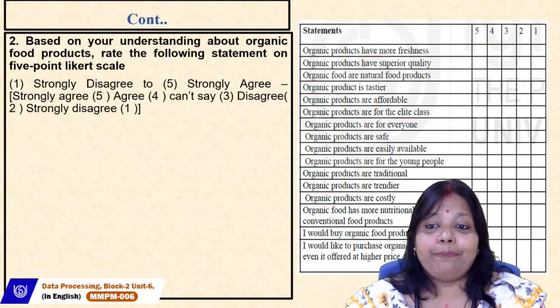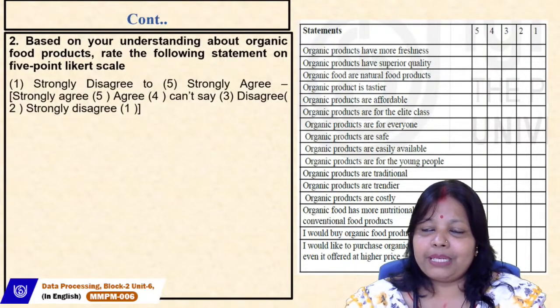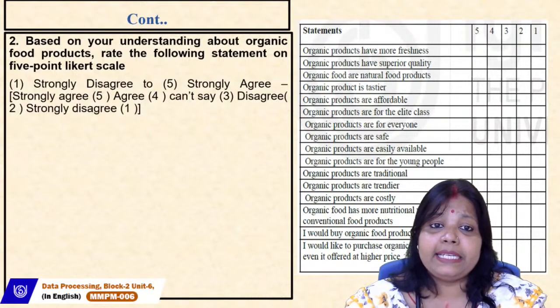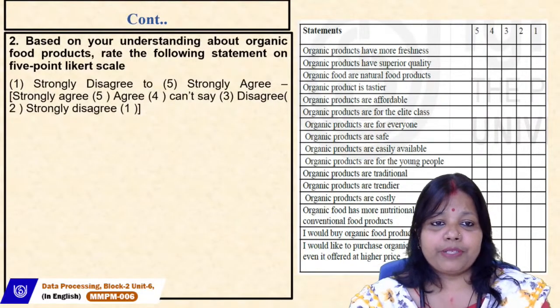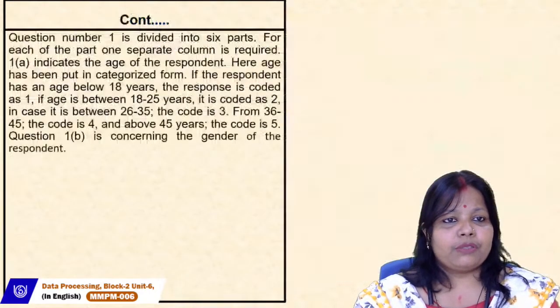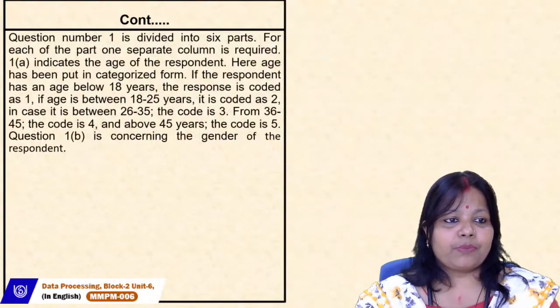So these objectives I placed for the respondent, and I placed the place where the respondent can easily tick, easily write or choose the answer. What is his feeling? So it is called coding of the data. Question 1 is divided into 6 parts as I discussed, and indicates the age of the respondent. Her age has been categorized.